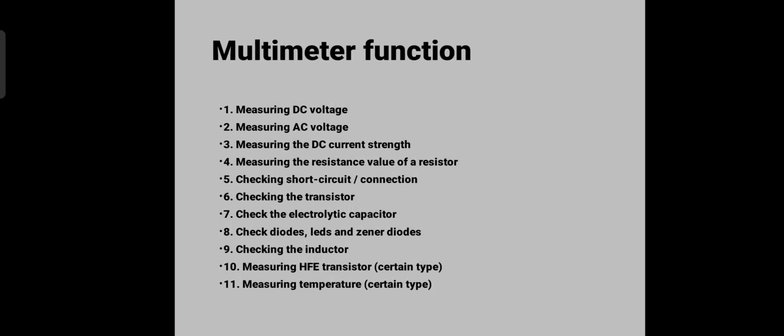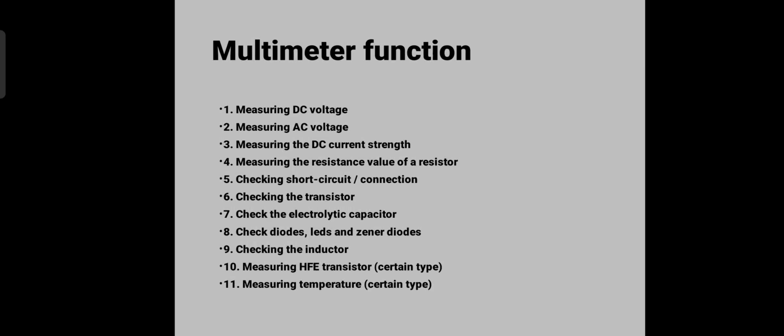Multimeter functions. 1. Measuring DC voltage. 2. Measuring AC voltage. 3. Measuring the DC current strength. 4. Measuring the resistance value of the resistor. 5. Checking short circuit or connection. 6. Checking the transistor. 7. Checking the electrolytic capacitor. 8. Check diodes, LED and Zener diodes.